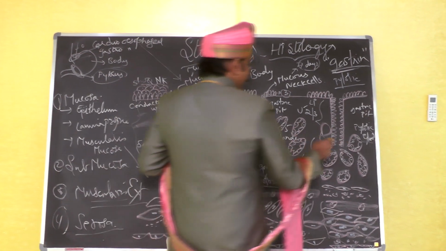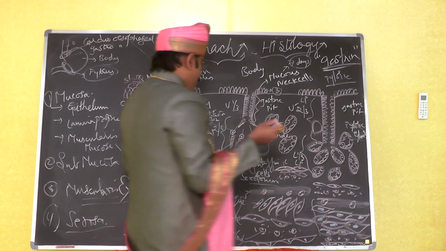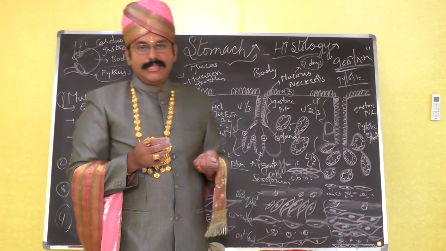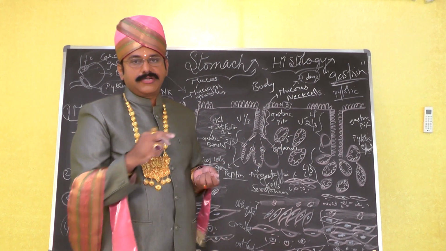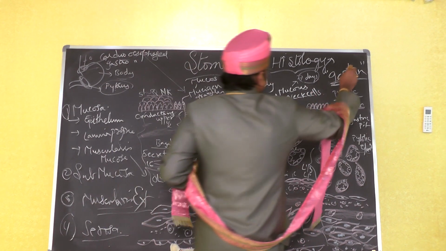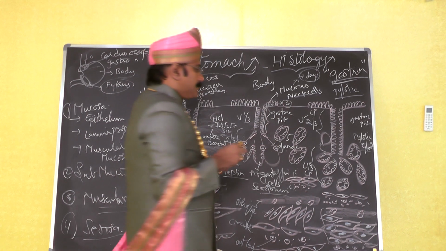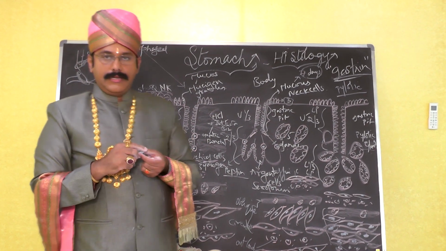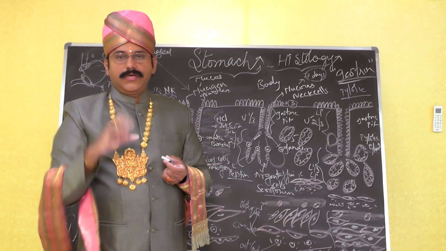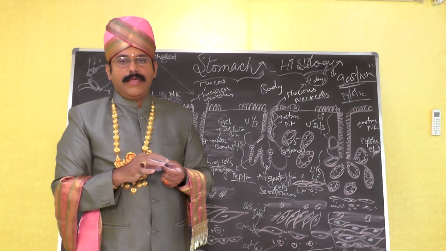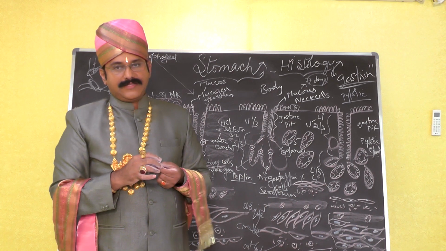Again, if you see the cells that are present in the pyloric gland, in the same way you have the zymogen cells, the oxyntic cells, and argentaffin cells. In addition to that, they produce gastrin. The hormone gastrin is produced by these pyloric glands, which are present in the lower 1/3 of the basal part of the lamina propria of the pylorus of the stomach.